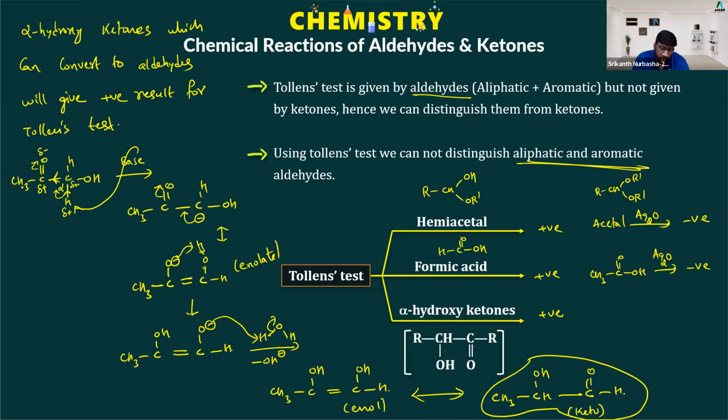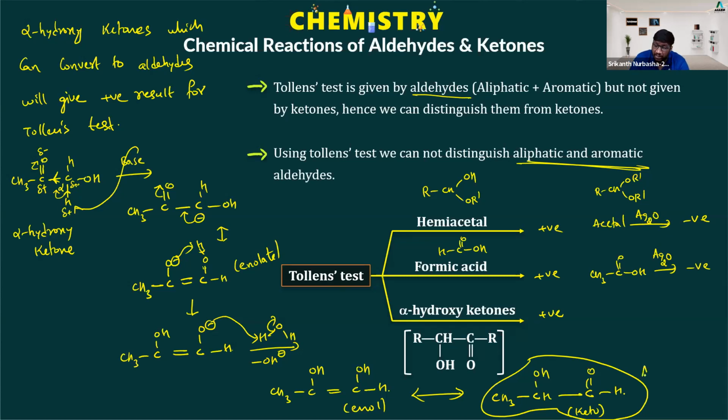Initially we started with the compound CH3 C double bond O CH2OH. It is an alpha hydroxy ketone. This alpha hydroxy ketone, upon treatment with the base, undergoes enol formation by picking up the proton, which forms the enol structure. The enol can be converted to the respective ketone. It is a keto form.